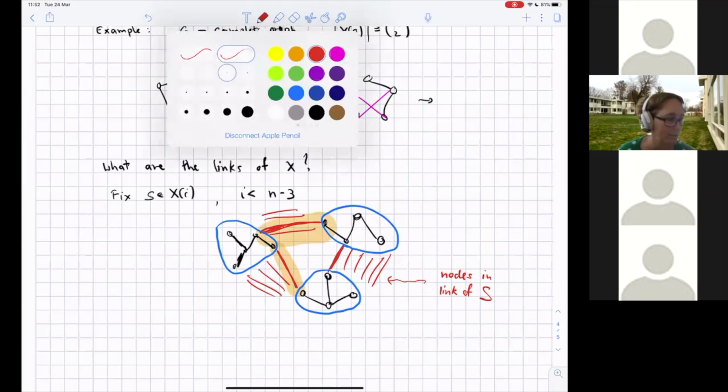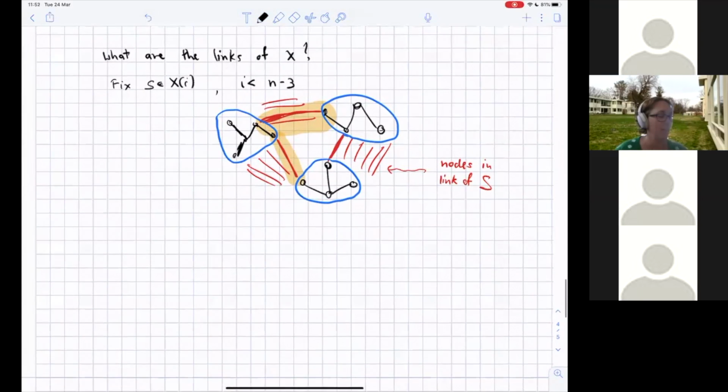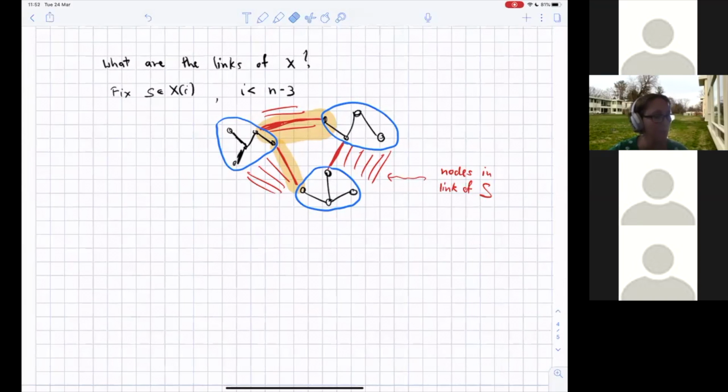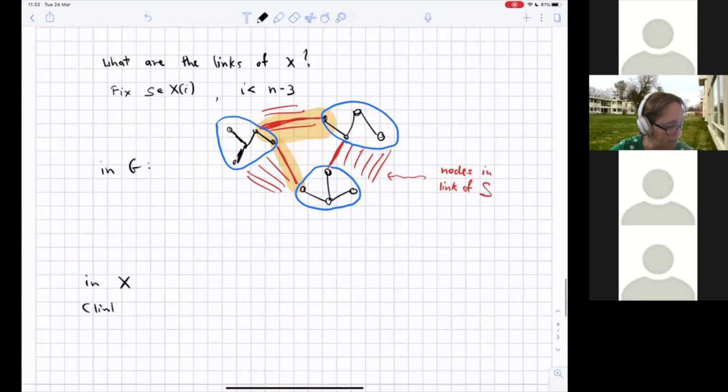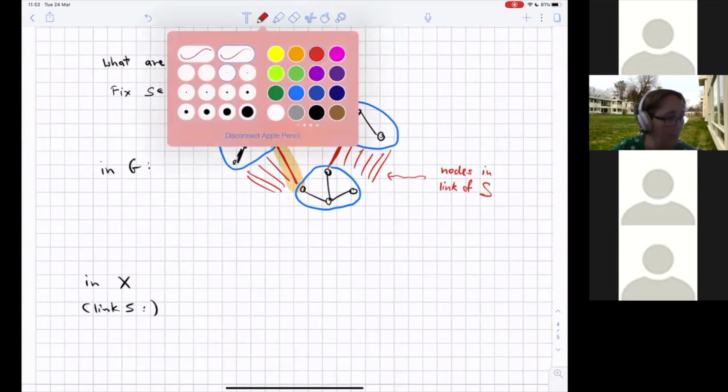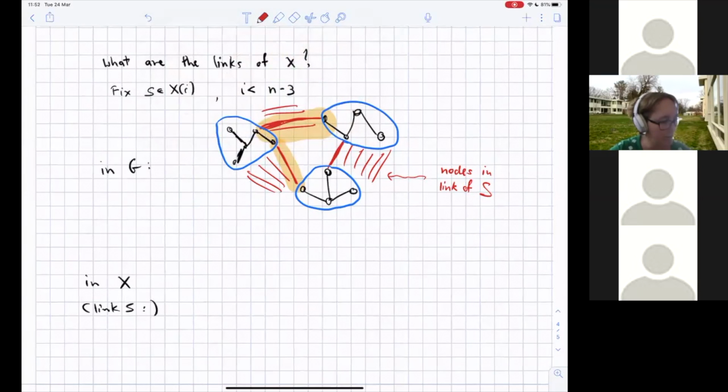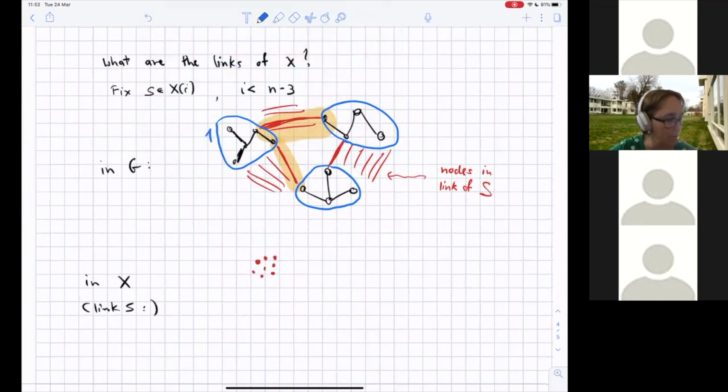Now if I want to draw this picture from the point of view of the complex, so this is the point of view in G, and now let's look at it in X, or really the link of S. What does it look like? It has a vertex for every edge in a connected component. Let me call them connected components 1, 2, and 3.